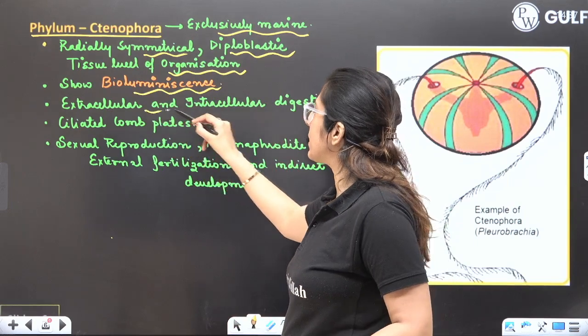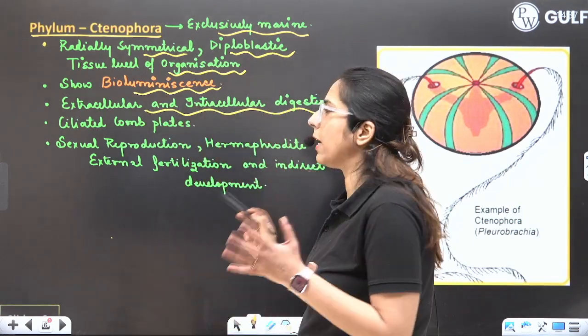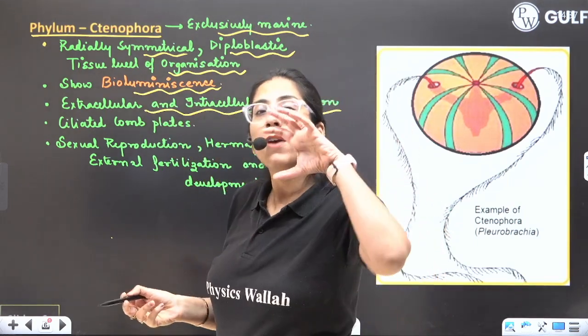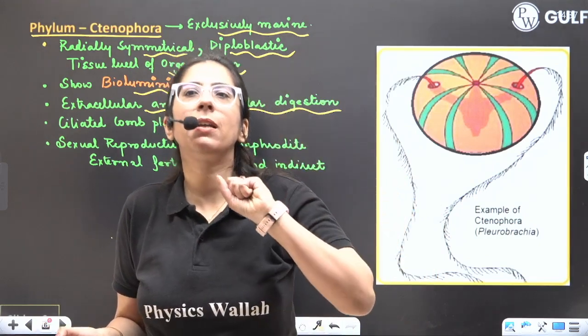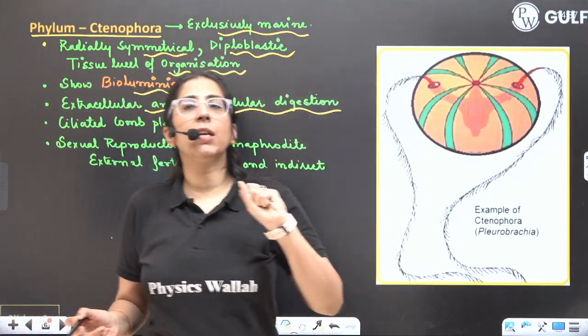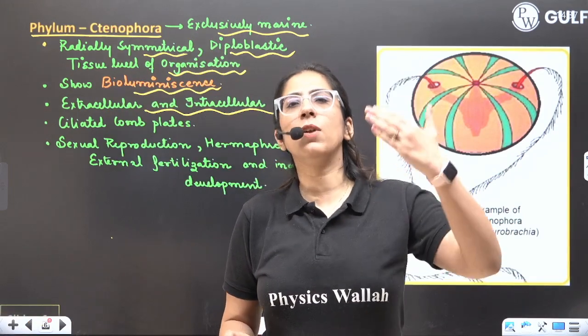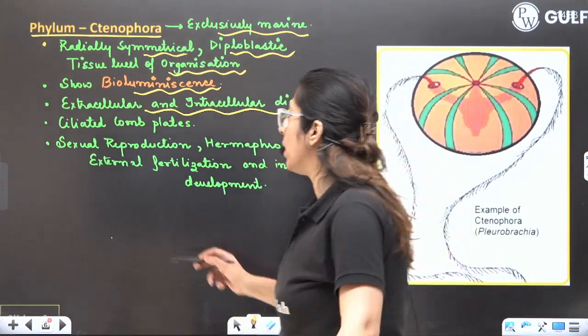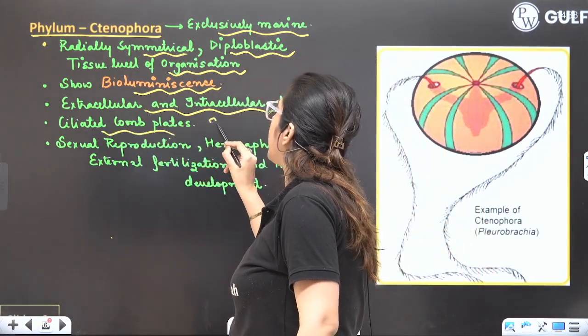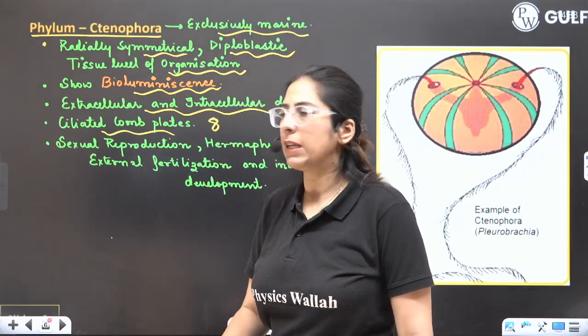Next is extracellular and intracellular digestion, both kinds of digestion. When digestion occurs inside a cell, it is intracellular digestion. When digestion occurs outside the cell, it is extracellular digestion. Are you getting my point? Ciliated comb plates, how many? 8 ciliated comb plates are there.